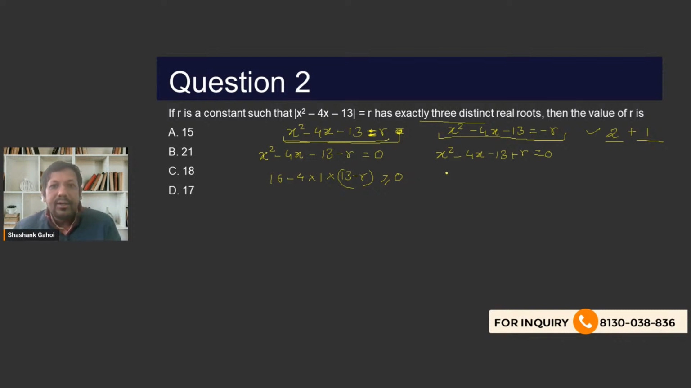Similarly here, it is going to be 16 minus 4 into 1 into, it is not 13 minus r, it is minus 13 plus r. Again, it should be greater or equal than 0. So one of the values should be greater than 0, and the second value should be equal to 0.